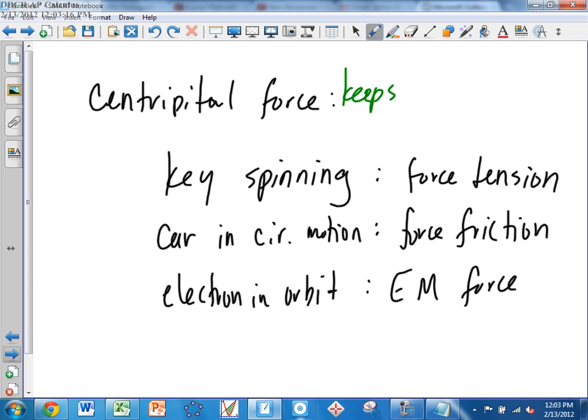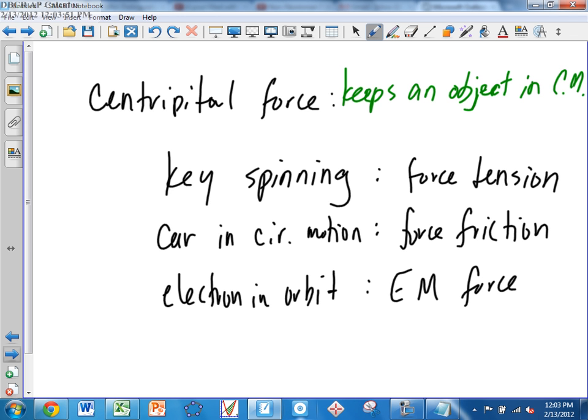Keeps an object in circular motion. Yes, the Jedis can keep an object in circular motion. What does the EM stand for? Electromagnetic. Hey, what did I say? Keeps an object in circular motion.